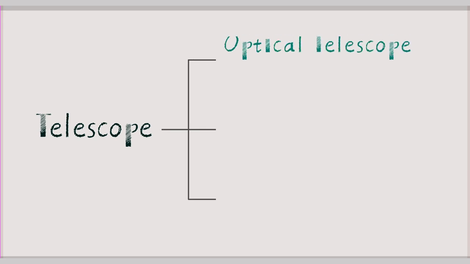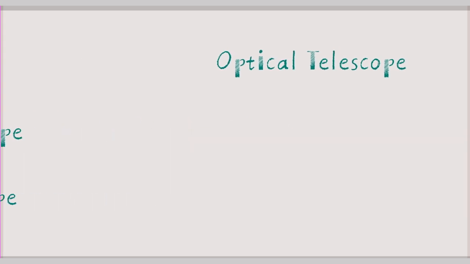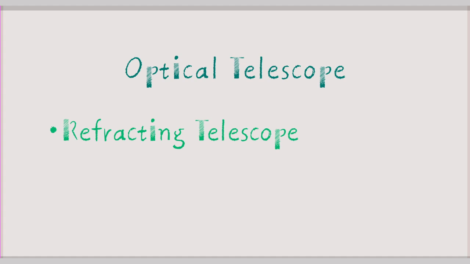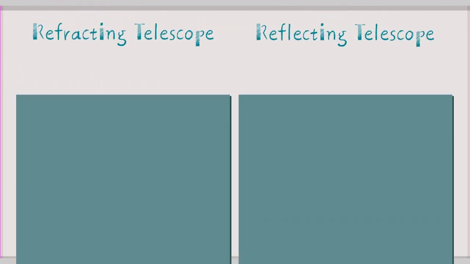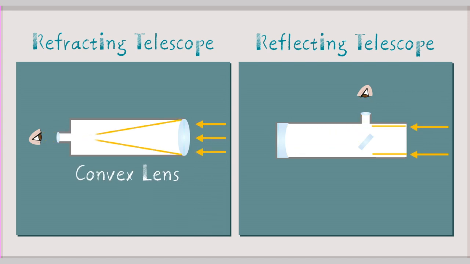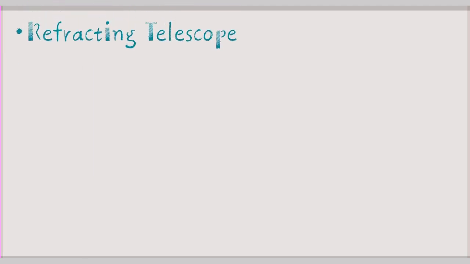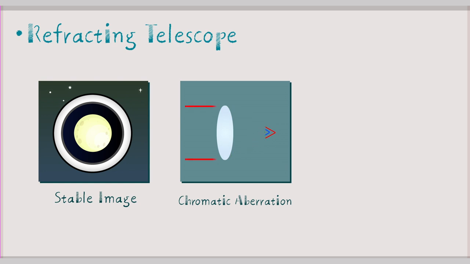Telescopes can be divided into optical telescopes, radio telescopes, and space telescopes. Optical telescopes, used to observe visible rays, are divided into refracting telescopes and reflecting telescopes. The main difference between these two types of telescopes is their objective lens. A refracting telescope uses a convex lens, while a reflecting telescope uses a concave mirror. A refracting telescope has a stable image, but may have chromatic aberration, which is a term that refers to blurring around the edges of the image.